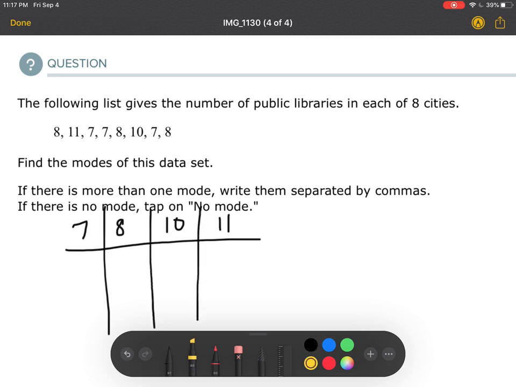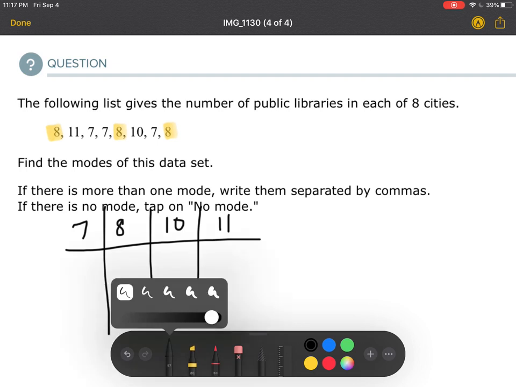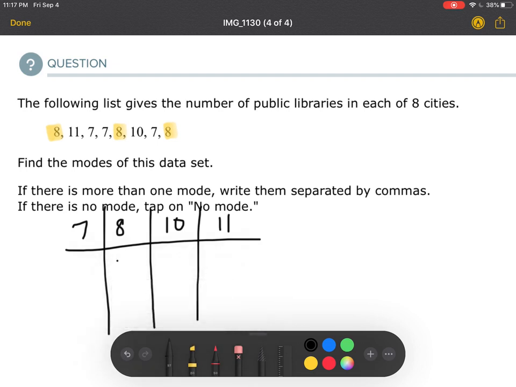So if I start with 8, I'm going to highlight them in yellow. I'm going to say 8, 8, 8. So altogether that is 3. So I'm going to write in 3. And then I'm going to go in with a different color for 11. I'm going to say, okay, well, I have 1 11. I don't have any more, so I'm just going to write in 1.